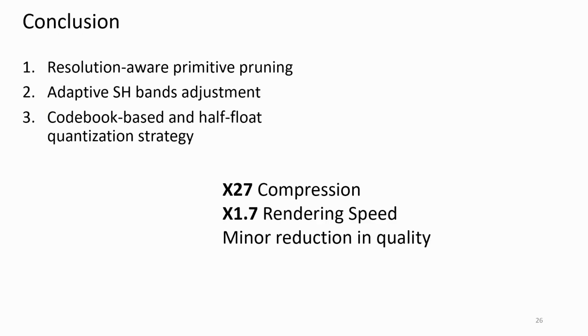So to conclude, we introduced an efficient resolution-aware primitive pruning method that reduced the number of points during optimization. An adaptive spherical harmonics bands adjustment that greatly reduces the average per primitive footprint, and also a codebook-based compression and half-float quantization that compresses the final representation. All in all, on the datasets that we tested, we achieved a 27 times compression in memory, 1.7 times greater rendering speed, with only a minor reduction in quality.